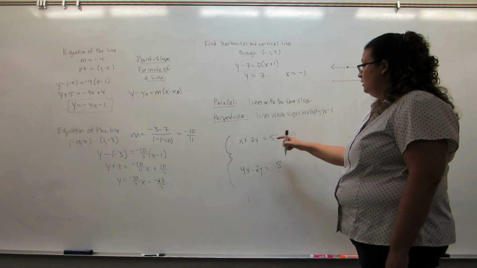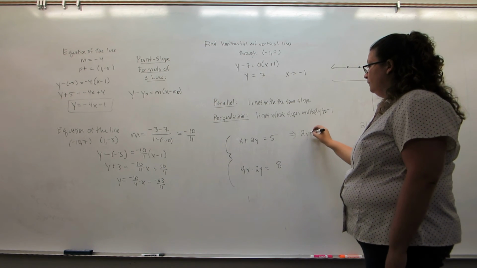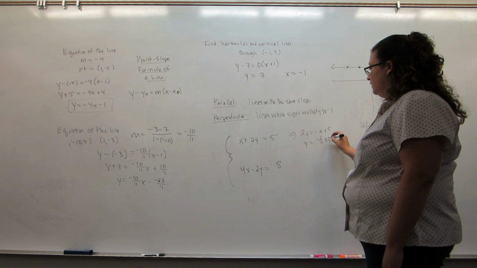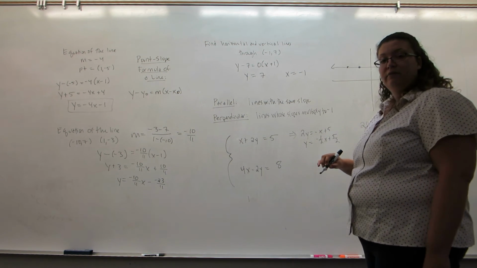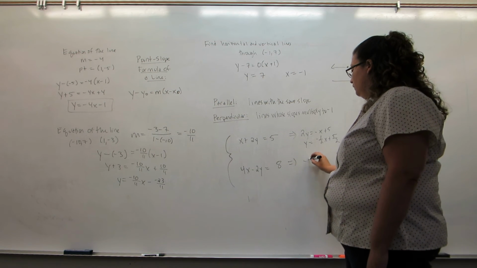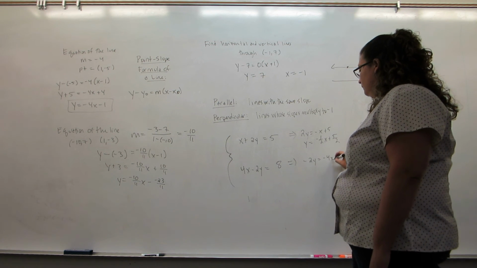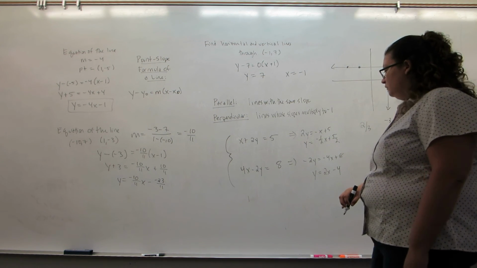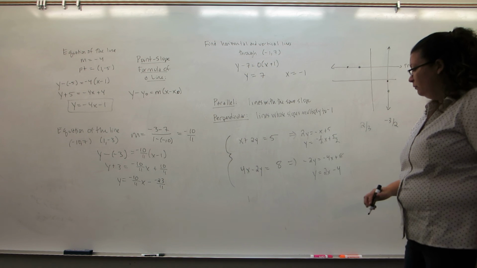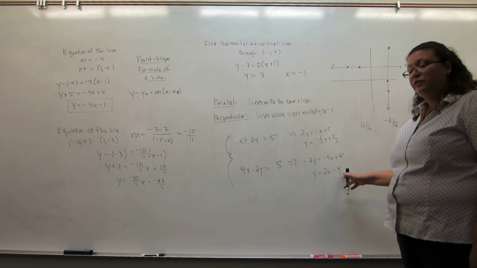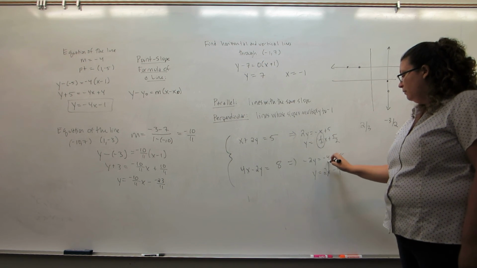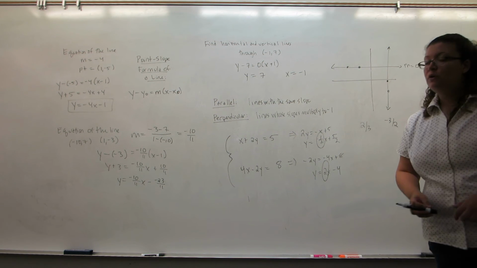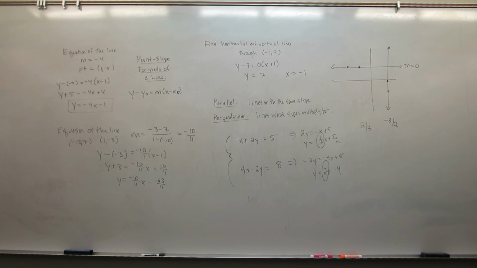If I solve this for y, I get that y is -1/2 x plus 5/2. If I solve this one for y, I get that y is 2x minus 4. Now when looking at parallel and perpendicular, I don't care at all about the y-intercept. I look at the slope, -1/2 and 2. Those are negative reciprocals of each other. So this pair of lines is perpendicular.